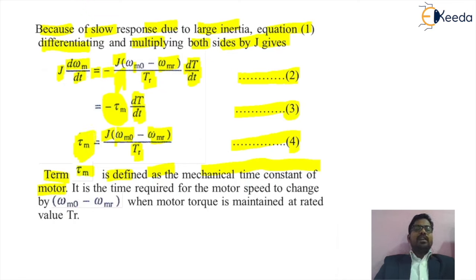Basically, what do you mean by the mechanical time constant of your motor? It is the time required for the motor speed to change from the no load speed to the rated speed when the motor torque is maintained at the rated value of TR. So that is the time required for the motor speed to change from the no load speed to the rated speed value when motor torque is maintained at the rated torque. This is called the value of tau m. Okay, so this will be equation number 4.